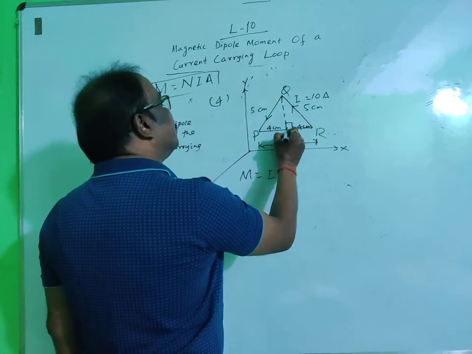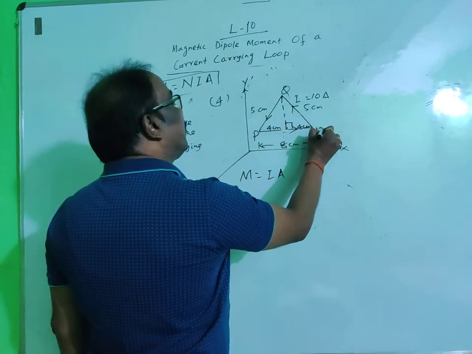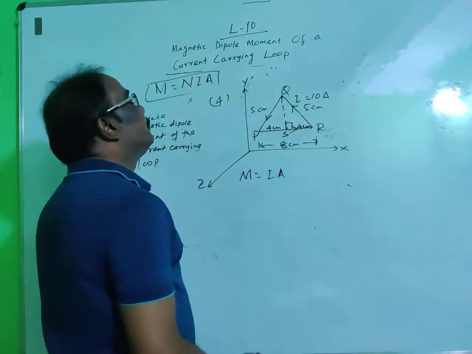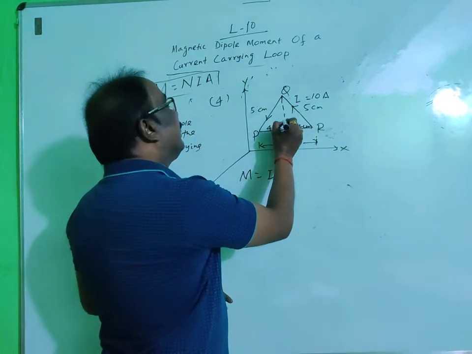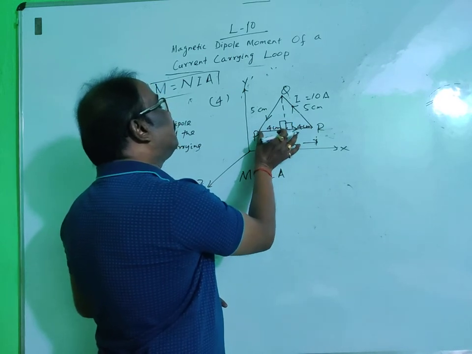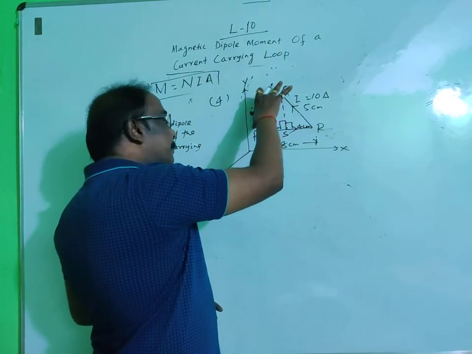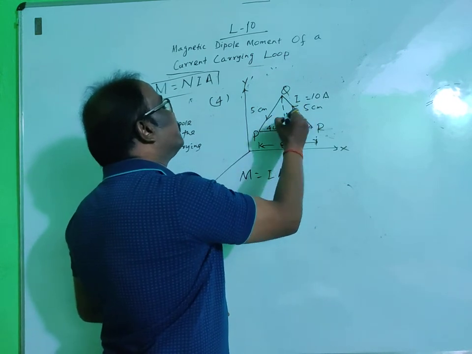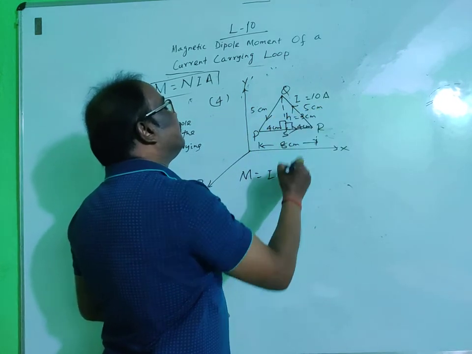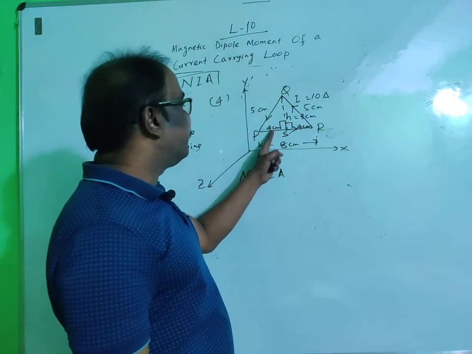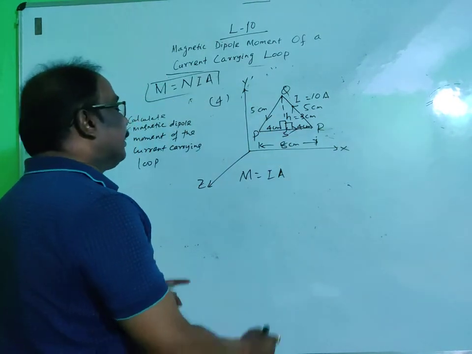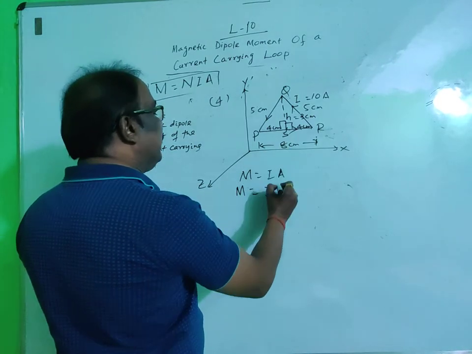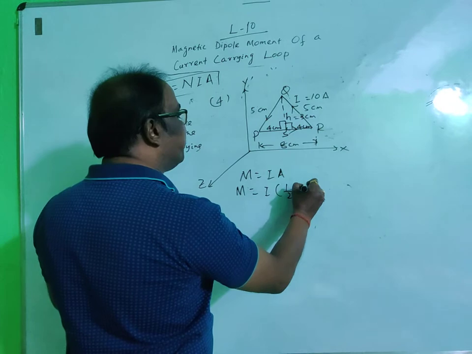See, PQR. Suppose this midpoint is S. Then this is a right angle triangle. Base is 4, hypotenuse is 5. Then the perpendicular, this height, is 3 centimeter: square root of 5 square minus 4 square is 3. Then magnitude of magnetic moment is current into area. Area is half base into height.